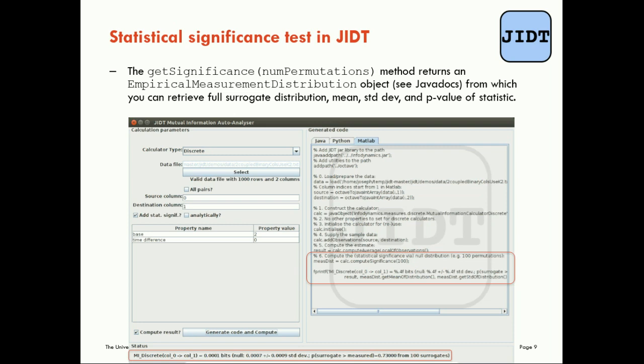What's important from our perspective is that it allows you to retrieve the full surrogate distribution, the mean, the standard deviation of it, and a p-value of our statistic. And that's what's represented in the print line here, and then printed out for you on the console. We can see that we get now not only the value of the result itself, but also the mean of the null distribution, the standard deviation of it, and then the p-value here.